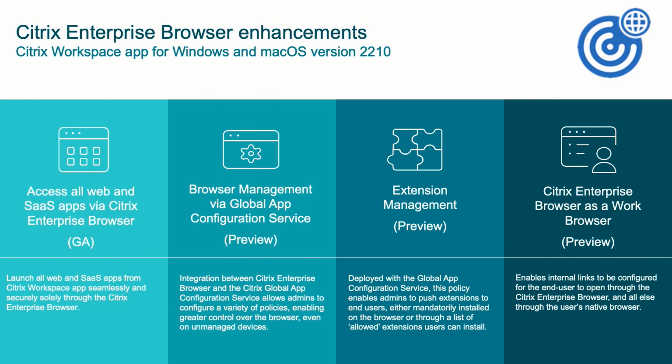Thanks, Adam. And as I mentioned earlier, the Citrix Workspace browser is now the Citrix Enterprise Browser. Along with the product name change, we've also introduced some new features that are now available with the Citrix Workspace app for Windows and Mac 22.10 release. The first is access to all web and SaaS apps via the Enterprise Browser. Like it says, it allows you to launch all your web and SaaS apps solely through the Enterprise Browser and removes the need for users to navigate between browsers, giving a predictable experience when accessing those applications.